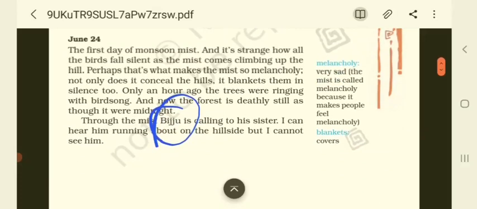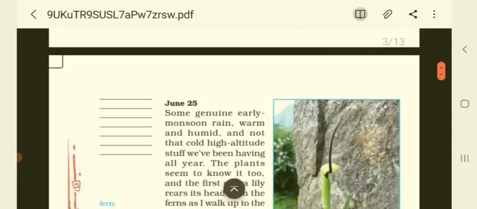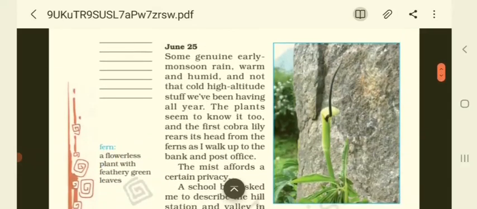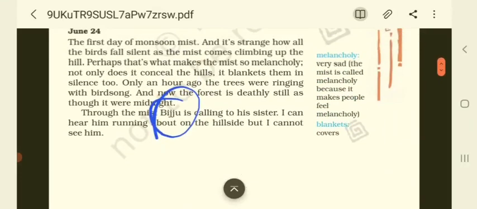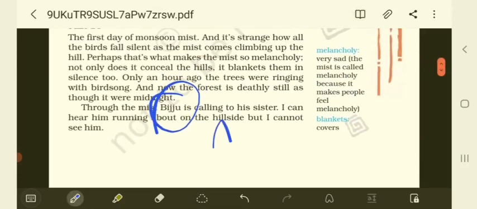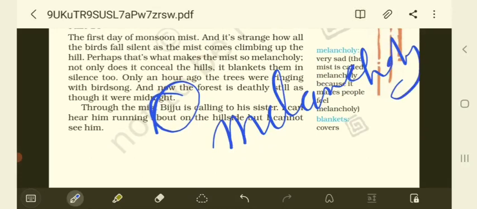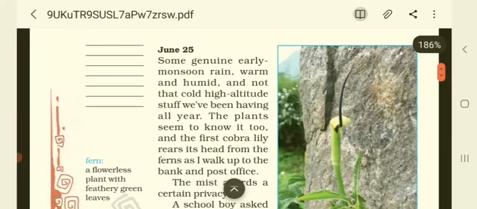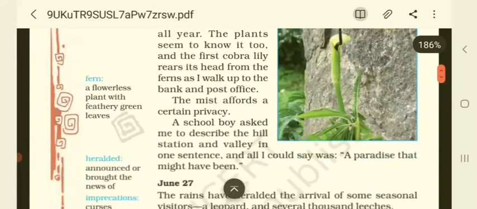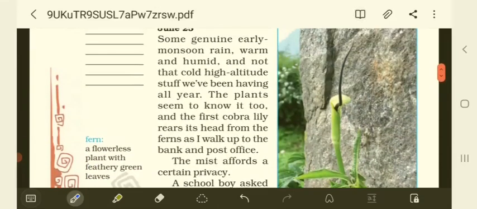Okay, so let's continue reading. Quite simple. Now June 25. This will be the second day. First day, the birds and the animals fell silent and everything was misty. There was melancholy in the air. Okay. So let's continue. Now the second day, June 25. What happens? See, what do you see here? You see a bud, right?